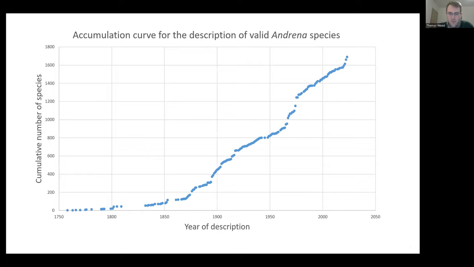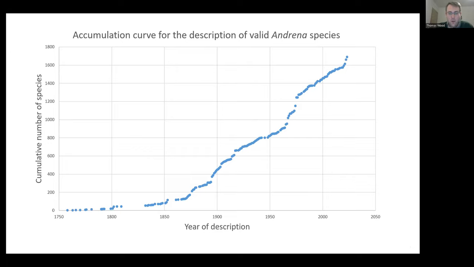This is well illustrated by this accumulation curve. So we basically have the cumulative number of valid species, not names. These are only valid species that are included. And we can see that there was a very big lull until almost the end of the 19th century, when very little work was done.